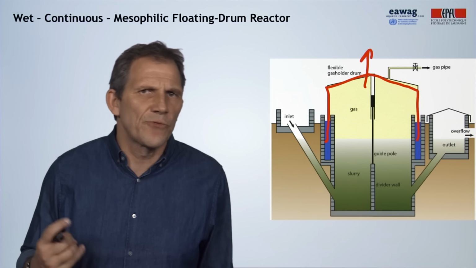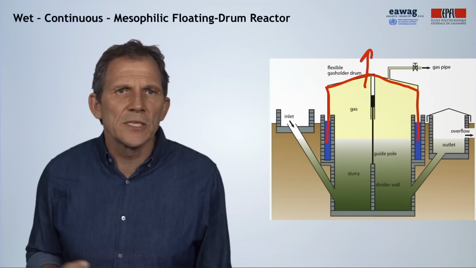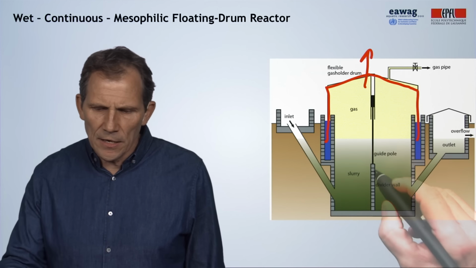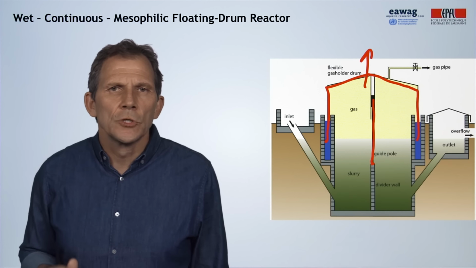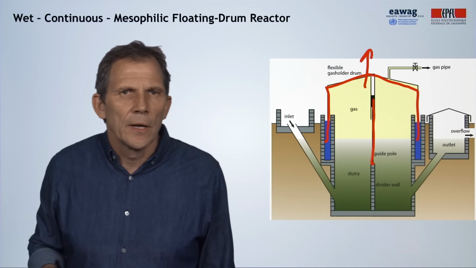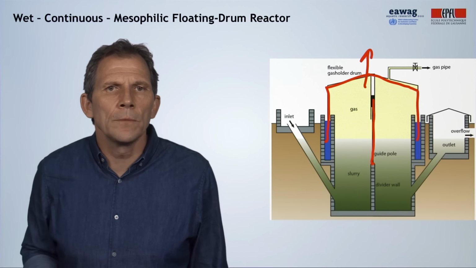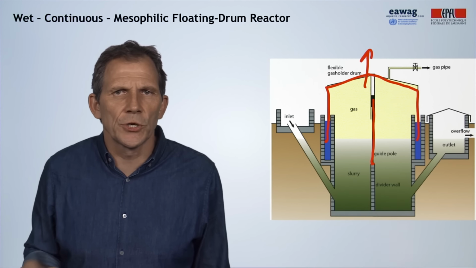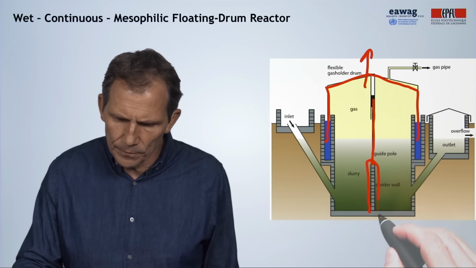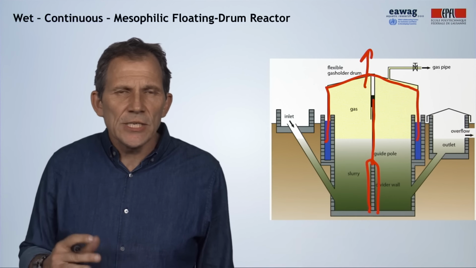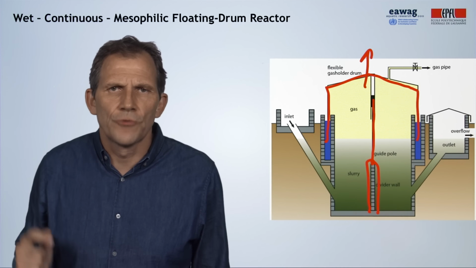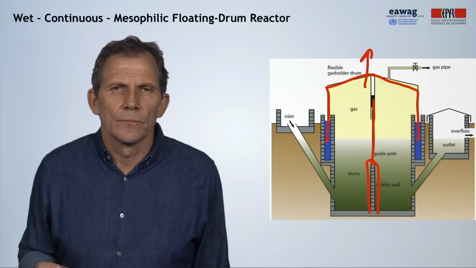It can also be made out of fiberglass, reinforced plastic, or galvanized sheet metal. In this design, there's also a guiding pole to stabilize it while it's going up and down. There's also a divider wall, which helps to avoid short-circuiting of the slurry from the inlet to the outlet. You see it here. The digester is often placed below the ground, while the gas holder drum is above ground.